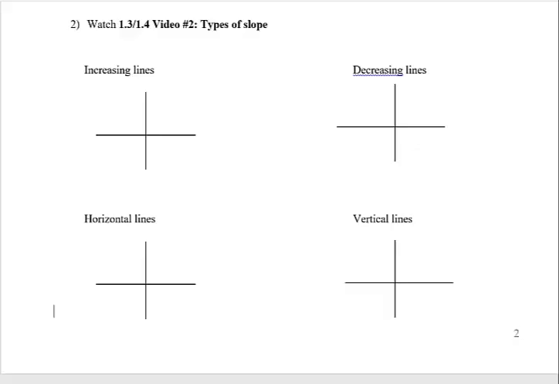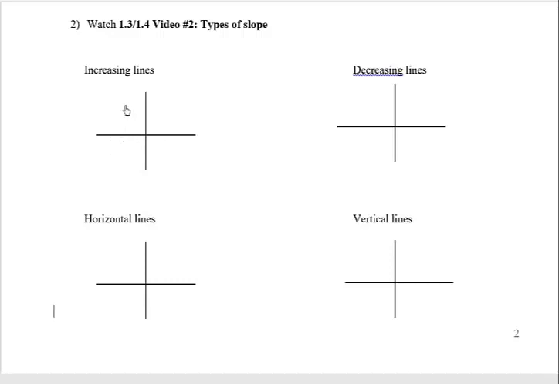This is video number 2 for sections 1.3 and 1.4, types of slope. There are exactly 4 different types of slope that you might run into as you're going through the material, and that is because there are exactly 4 different types of lines. We started talking about this a little bit in the last video.